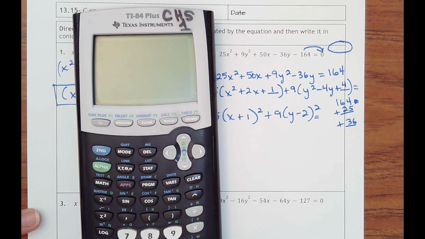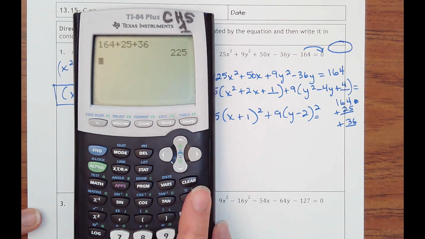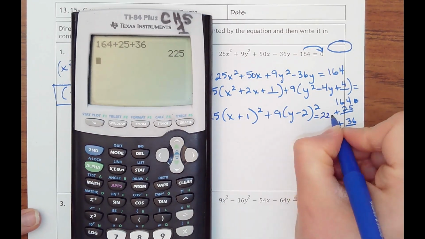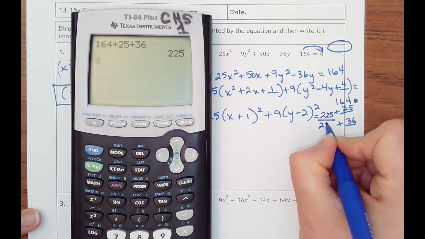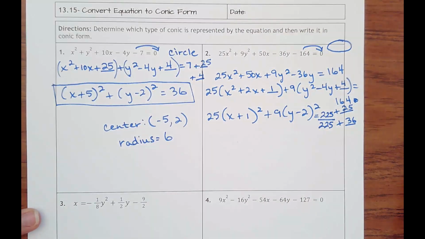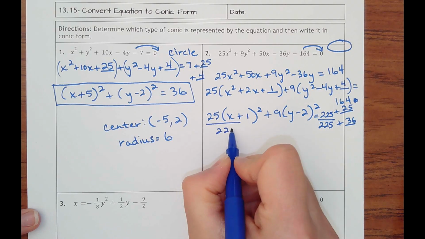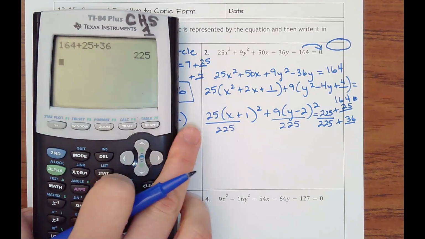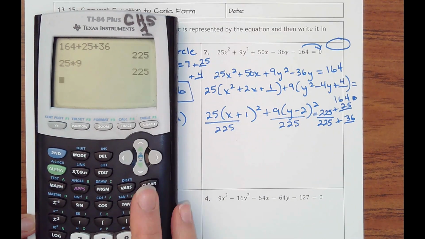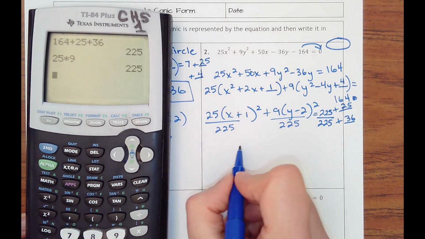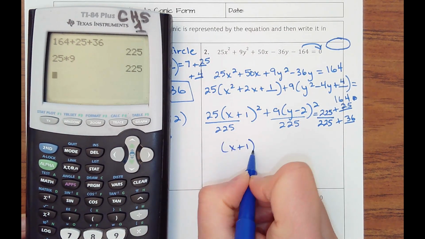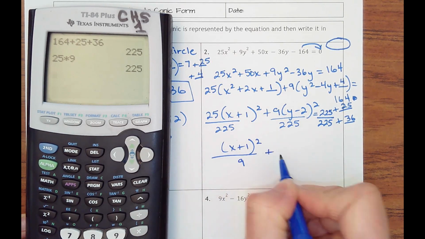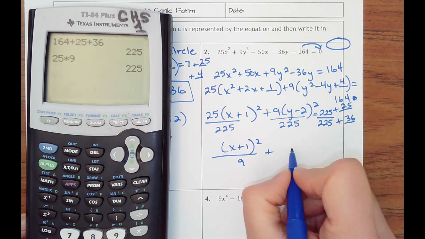should probably be able to do that in my head, I just don't feel like it. 25 plus 36, 225. And then I always want this to equal 1. So I'm going to divide by 225. And I should know that 25 times 9 equals that. So this should simplify to 1/9. And this should simplify to 1/25.